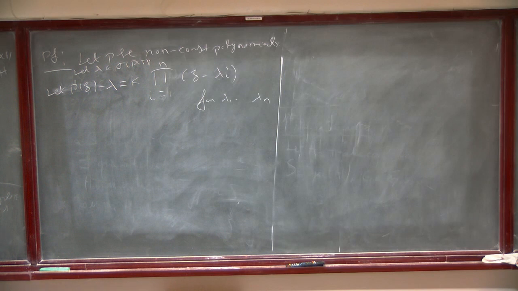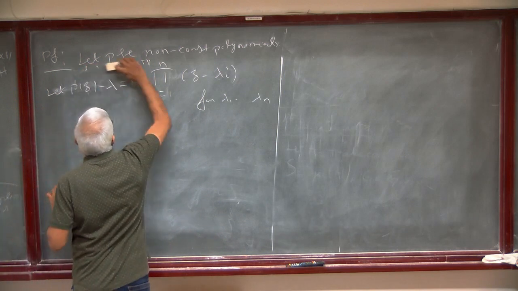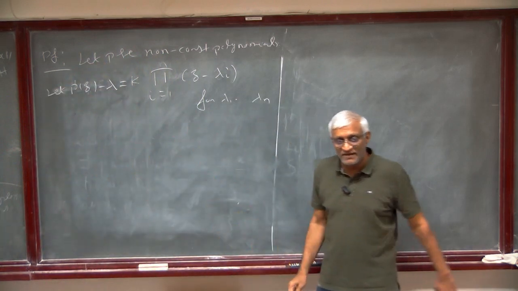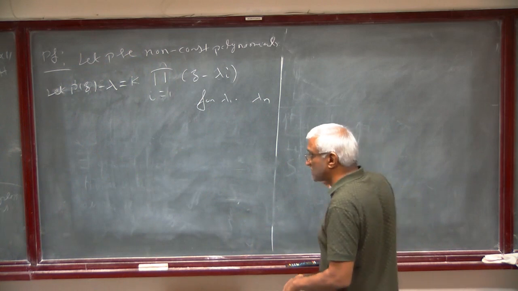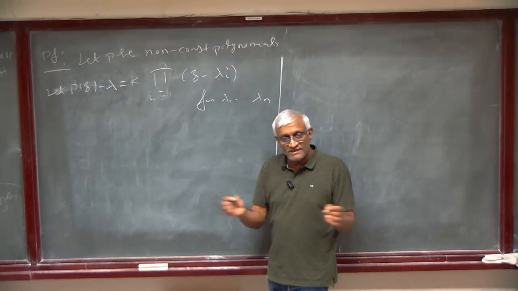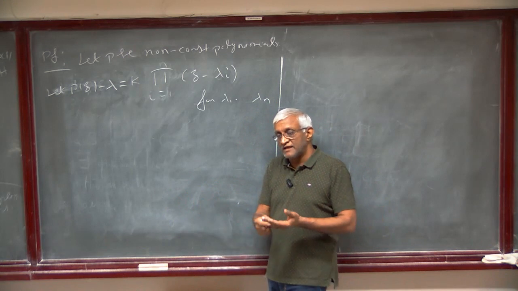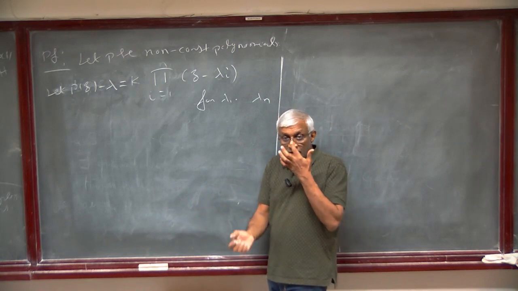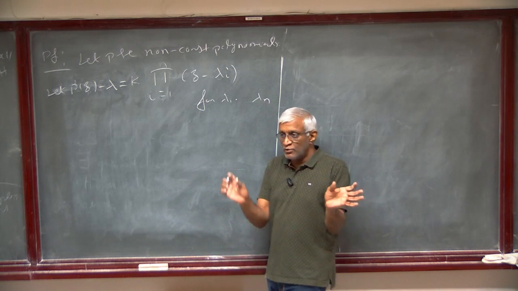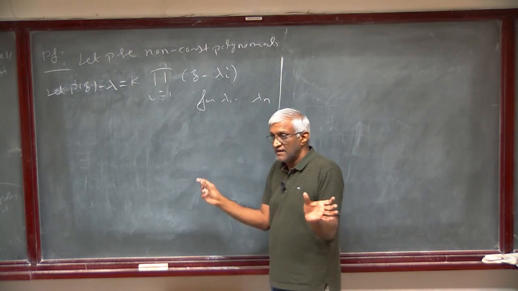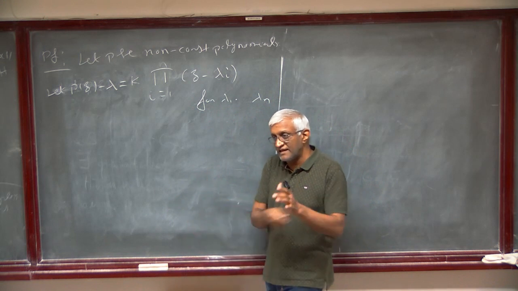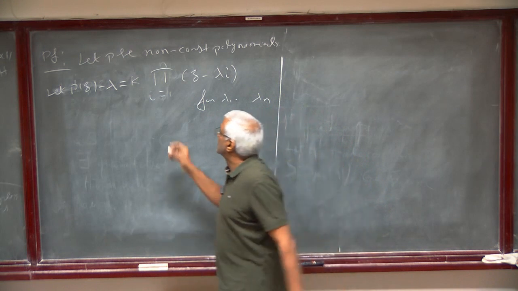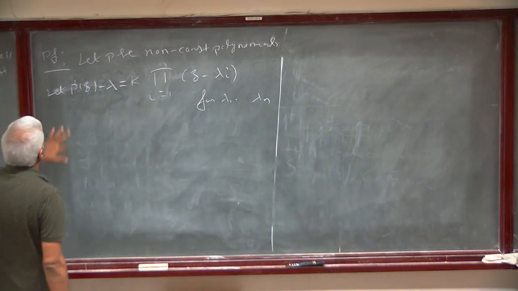Actually, I want to argue it for the complement. I want to use the fact that if you have n commuting elements, then the product is invertible if and only if all of them are invertible. If the product is invertible, then you take any one factor and multiply with the inverse of all the other factors, and you get the inverse of this one.